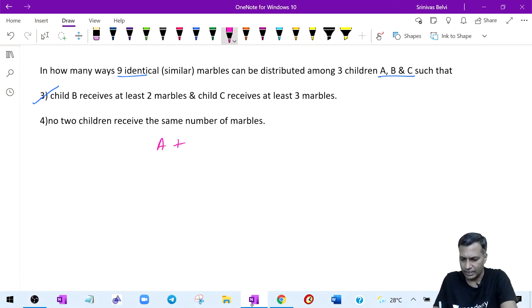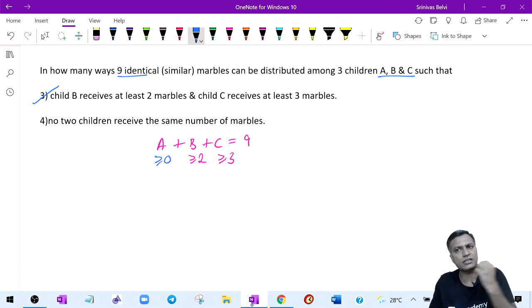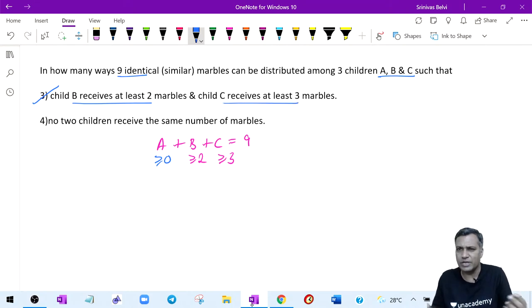Fantastic. So you are now trying to say that A plus B plus C, I should give 9, of which B should get minimum 2, C should get minimum 3, but no condition on A. No condition on A means you can give whatever you like. But he says that for B, you should give 2 and C should get 3. What about A? Nothing is mentioned, which means your wish. Whoever is distributing, it is the wish of that particular person. In this case, you are solving the problem, therefore your wish, what you want to give. But B and C is not your wish.